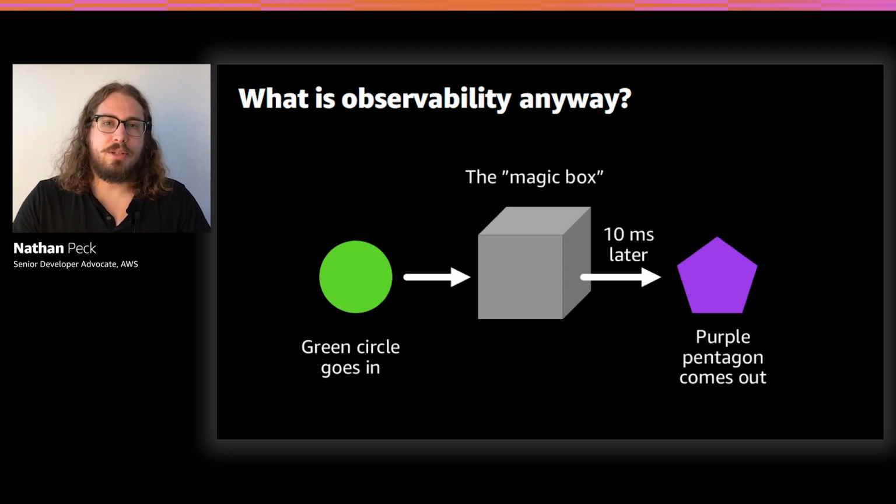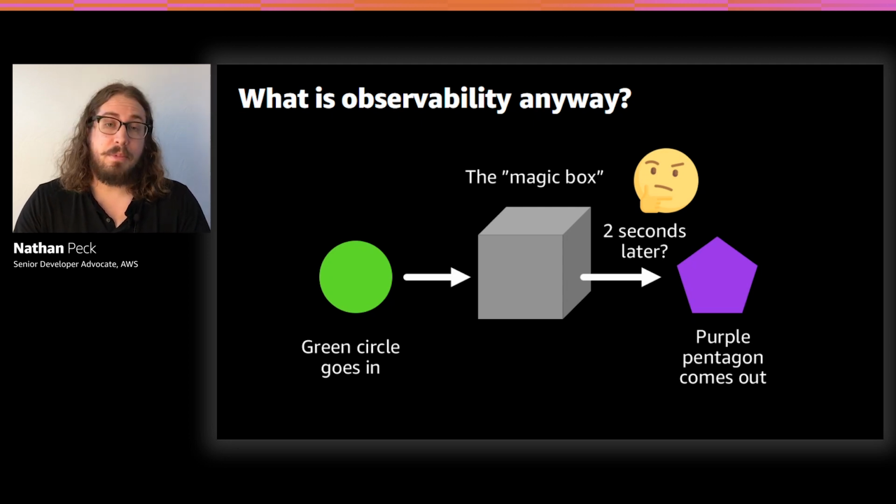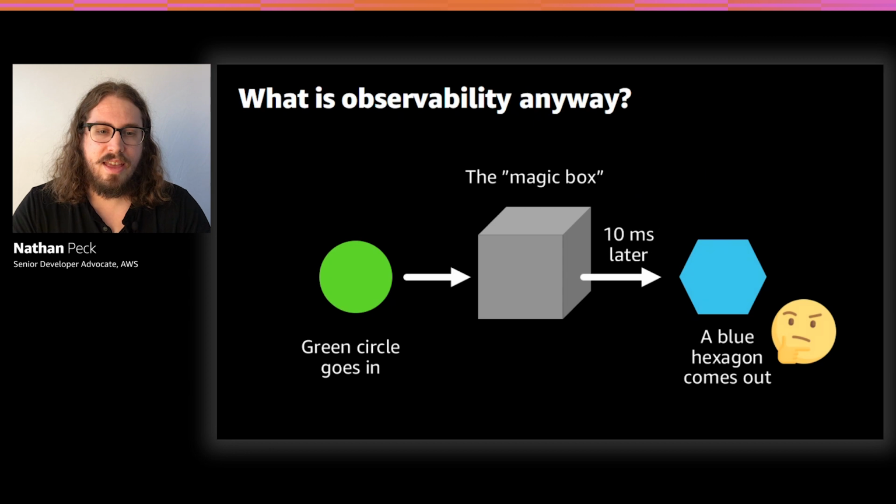One day you're watching the magic box at work and it's working as normal, and then all of a sudden you notice that you put a green circle in and it takes 2 seconds before that purple pentagon comes out. So you're thinking to yourself, wow, that's weird. What should I do to solve this? Should I do anything? Maybe it'll resolve itself. And luckily it does resolve itself. But then the next day you're watching the magic box and you put the green circle in, and 10 milliseconds later a blue hexagon comes out. So now you're thinking, okay, that's really not good. That's not supposed to happen. What should we do? Should we kick the box? Should we wait again and see if it goes back to normal on its own?